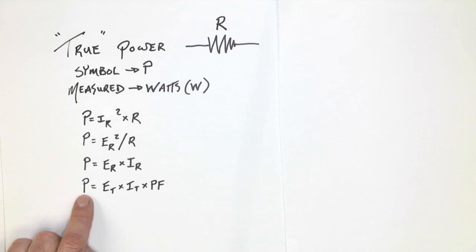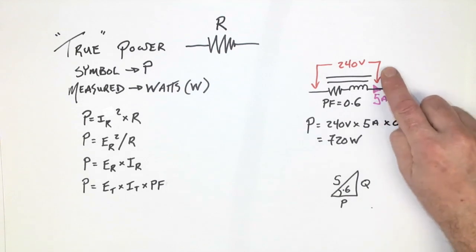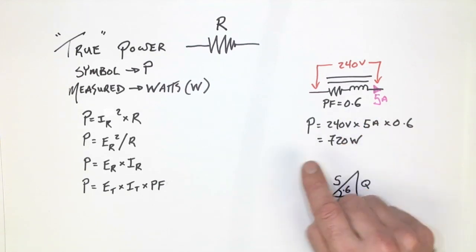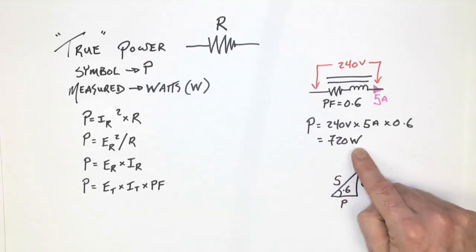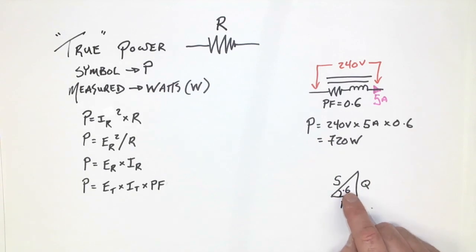Below you can see four different calculations that we could use in order to come out with power in an AC circuit. To apply that, we could apply any one of those with 240, 5 amps, and a power factor of 0.6. I'm choosing to use this equation here, E total times I total times power factor, which immediately gives me 720 watts. Now, of course, this would be present on the horizontal portion of a power triangle, with the power factor being the angle or cosine of the angle in between the S and the P.